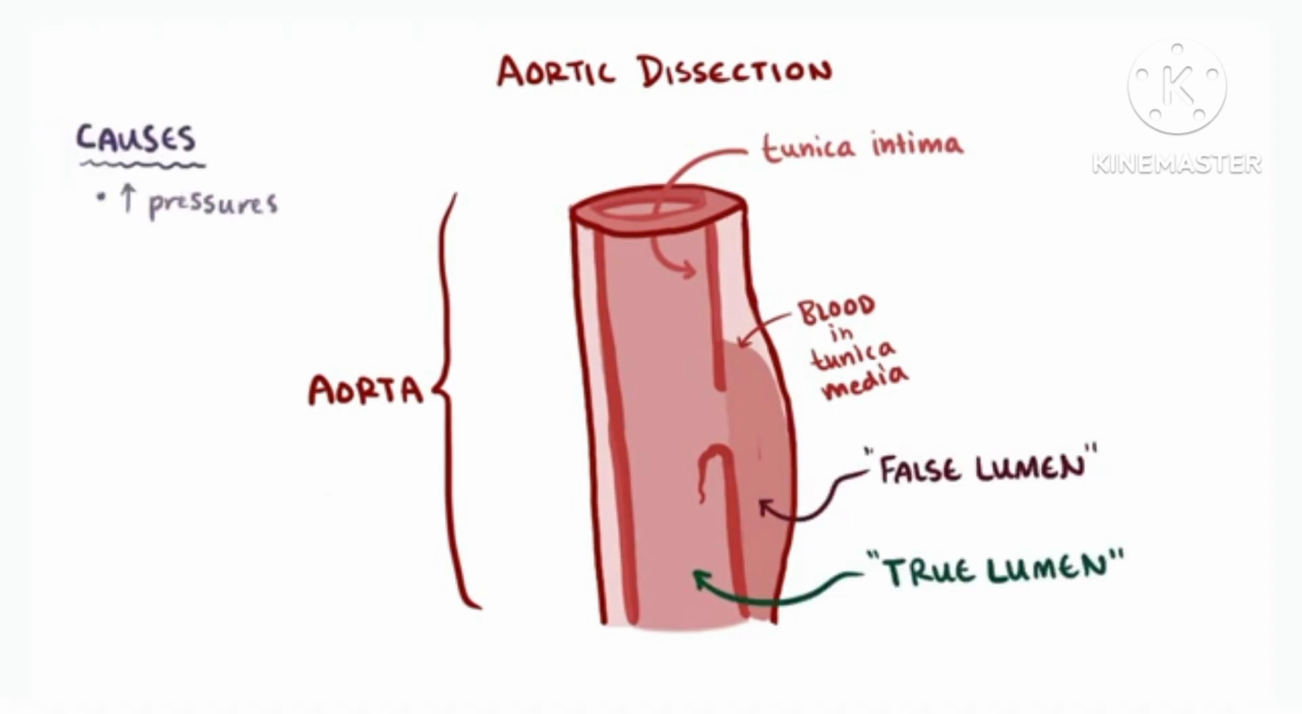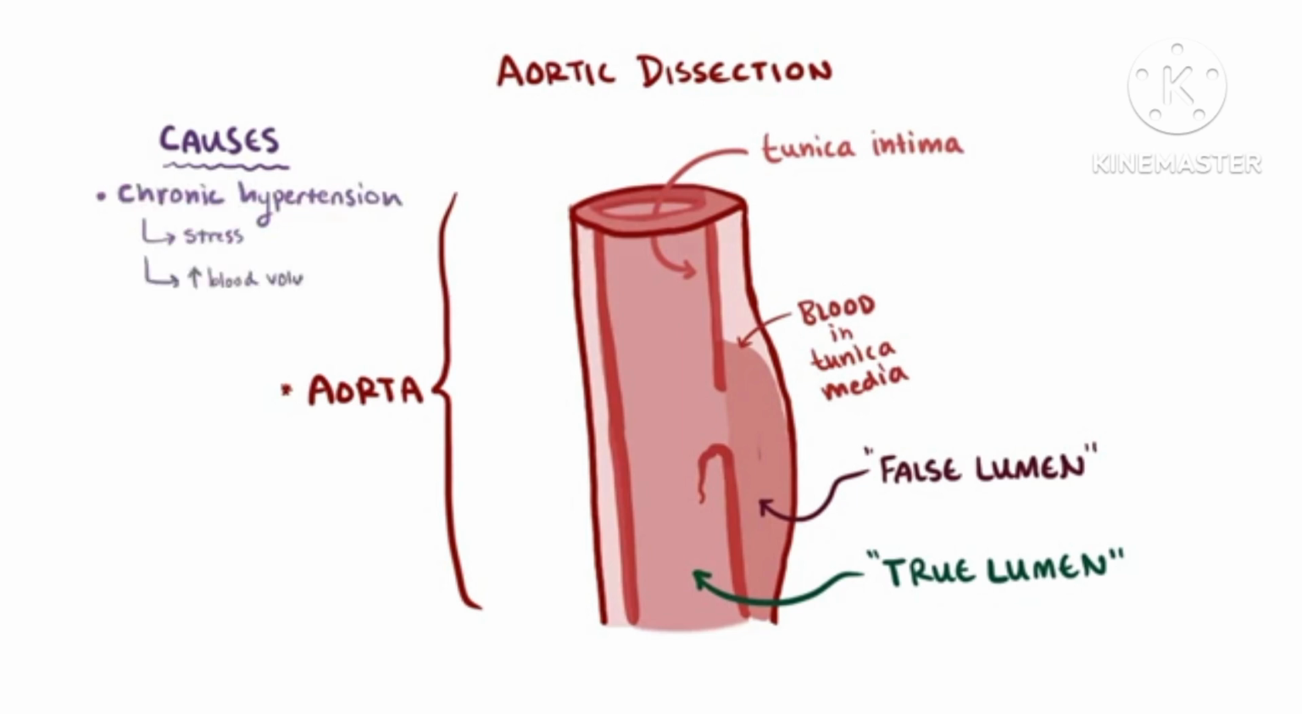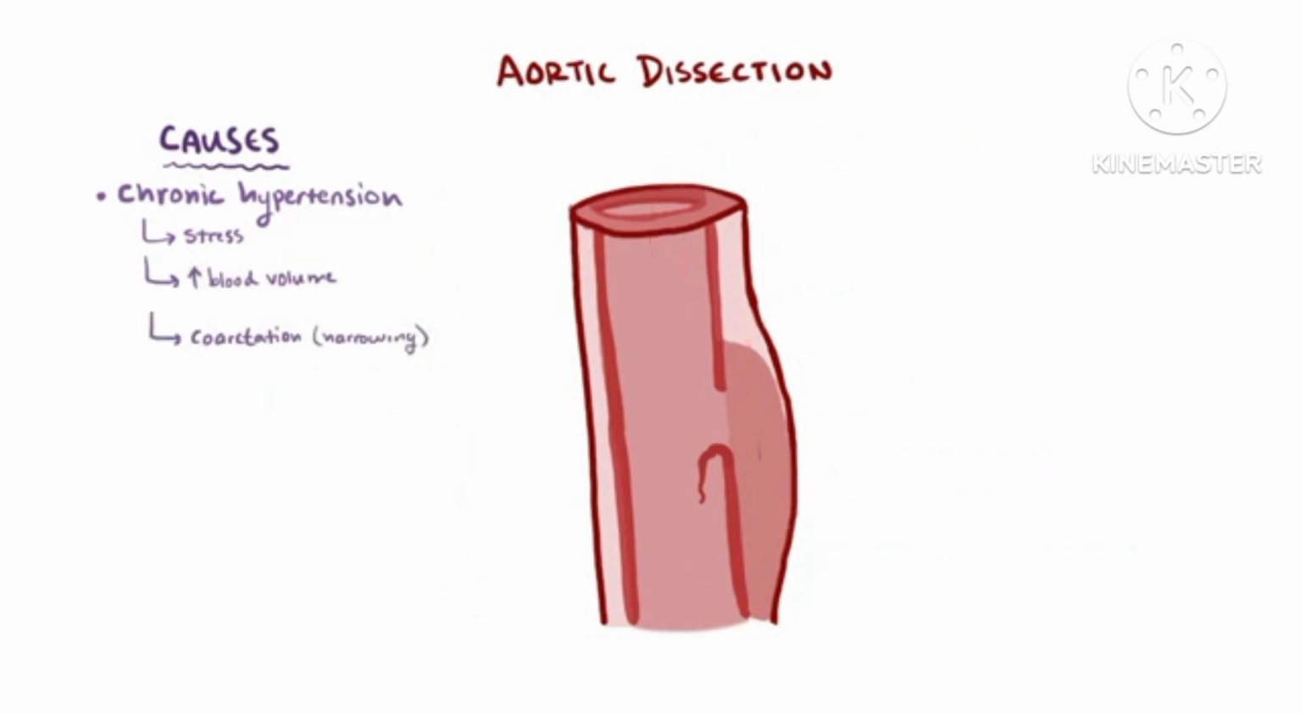Since high pressure is a cause of aortic dissection, it's no surprise that the aorta is the prime target for this problem. So what causes aortic dissections? Well, chronic hypertension is the major cause, whether the hypertension is caused by stress or from increased blood plasma volume, like in pregnancy. Blood vessel coarctation, which is the narrowing of a blood vessel, can also cause dissection.